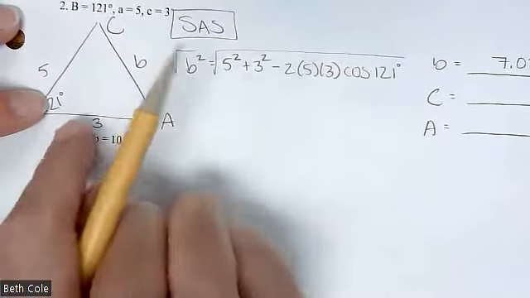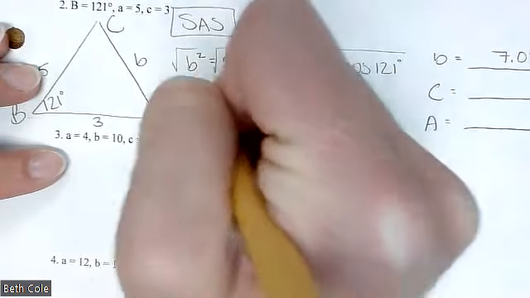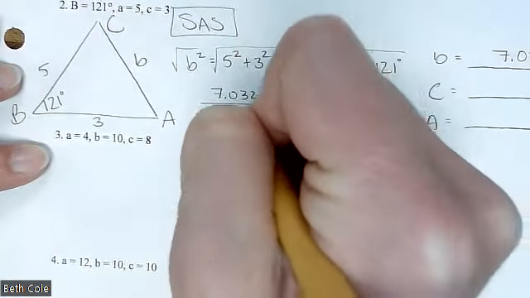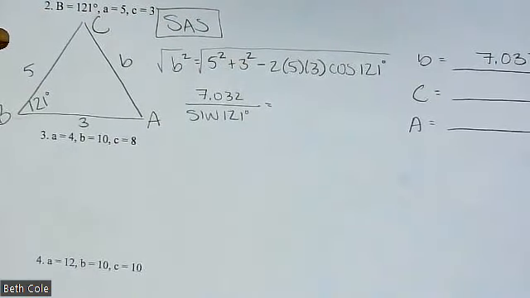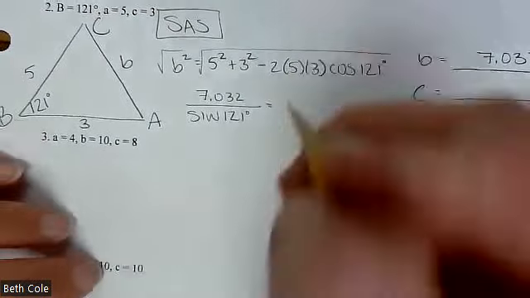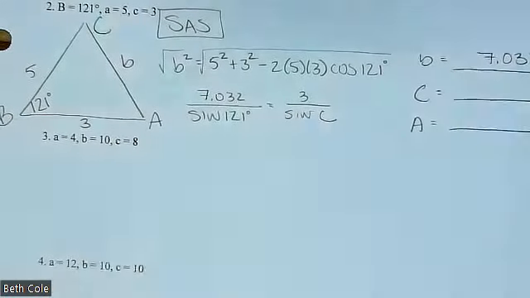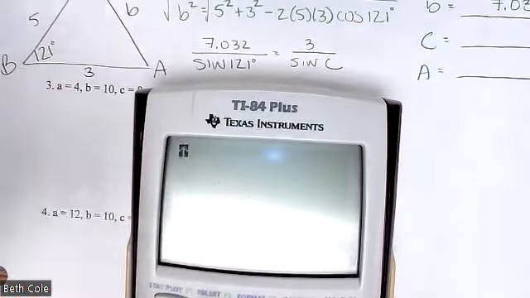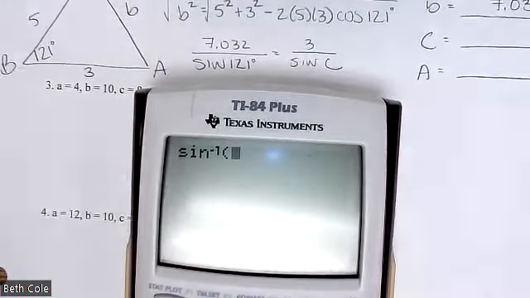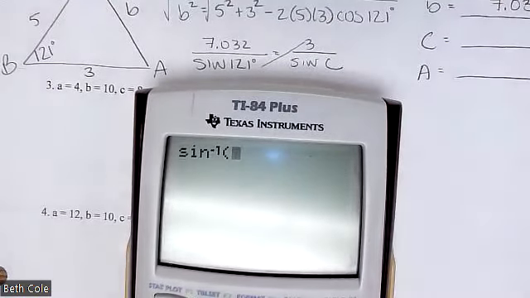Now we have a side across from an angle, so we're going to set up law of sines. It'll be 7.032 over sine 121. And then what's going to go on the other side? Yeah, good. 3 over sine of C. Perfect. You have to hit second sine because you want the angle. And then you're going to cross multiply and divide.